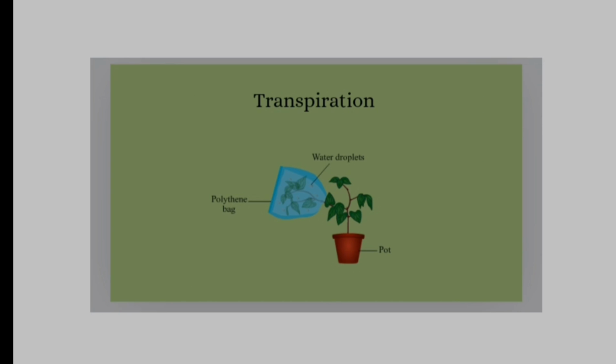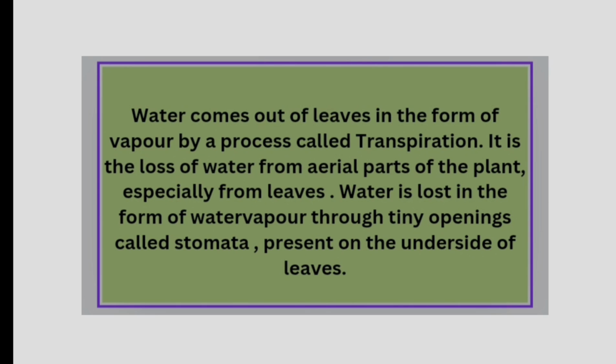Next, transpiration. Transpiration is a process. When we cover a leafy branch of the plant in a polythene cover and tie up its mouth, after some time we can notice that there will be some water droplets inside that polythene cover. How do we think it got there? By the process of transpiration. Plants release a lot of water into the air through this process, and that water comes out of leaves in the form of vapor by a process called transpiration.